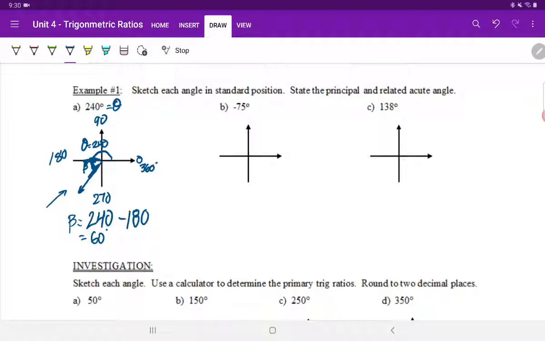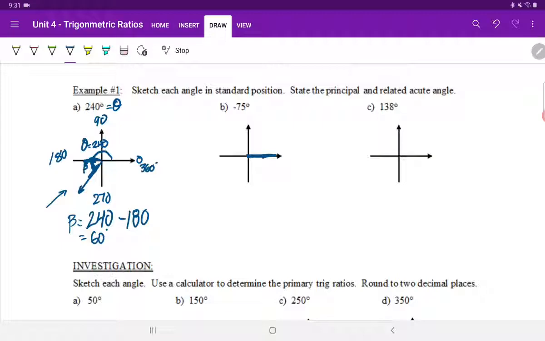So I did 240, my theta, and I subtracted, just looking at my Cartesian plane, I knew that I needed to subtract 180 there. It's not always going to be like that depending on what quadrant you're in, and you'll see with our other examples. Beta, you're going to have to be flexible in trying to calculate what beta is in each quadrant. Okay, so now we have negative 75 degrees. Next example.